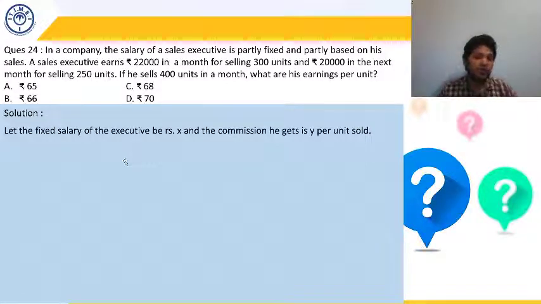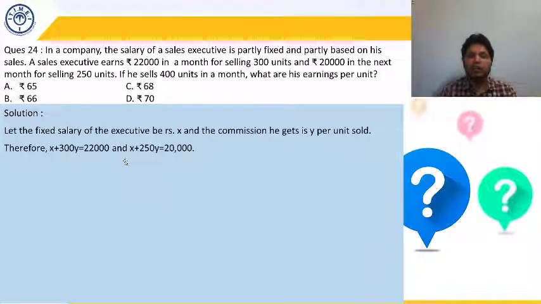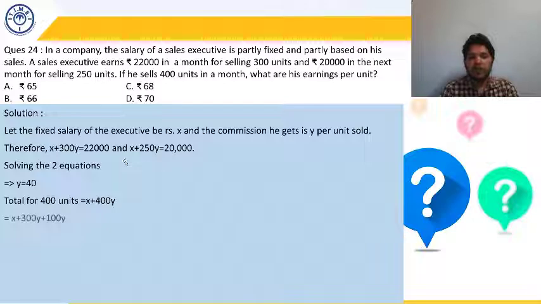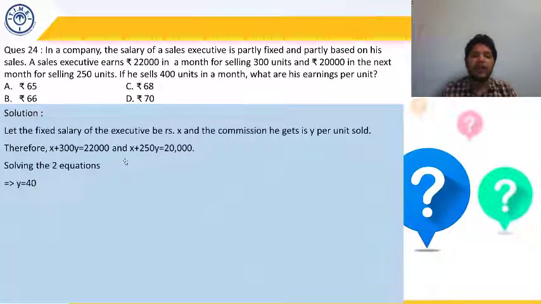Similarly, if he sells 250 units, what is the salary he will be getting? X is the fixed part which he will be getting anyhow. So X plus 250Y is equal to 20,000. After solving these two equations, we can easily get the values of X and Y. So what is the value of Y? It is 40. Y is the amount of money he would be getting for selling 1 unit, right?